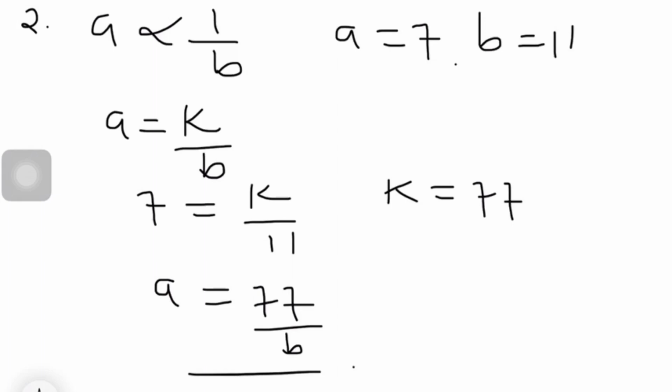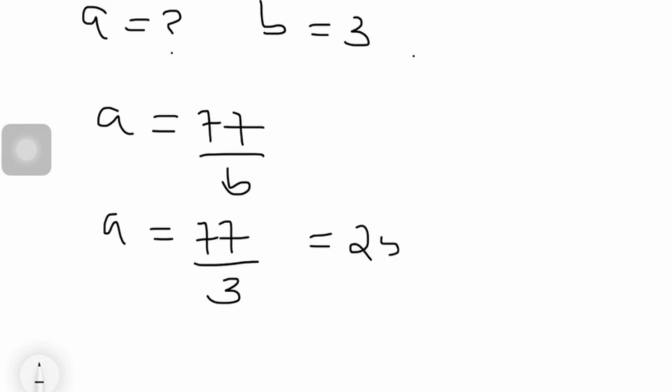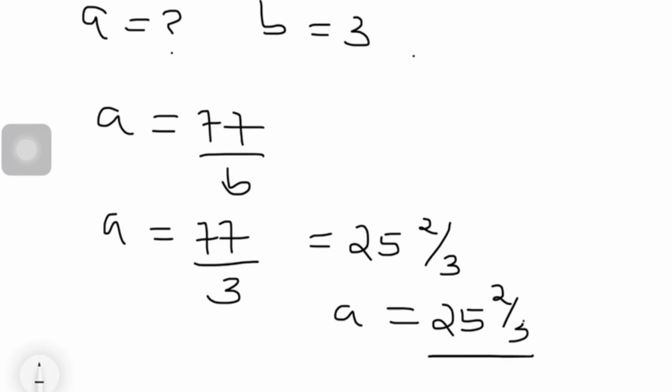Now, let's go to the second part of the question. We find A when B is equal to 3. We've seen the equation is like this, and therefore we need to find the value of A when B is equal to 3. So A is equal to 77 all over 3. 77 divided by 3 is the same as 25 and 2 over 3. So our A is equal to 25 and 2 over 3, and you're done.